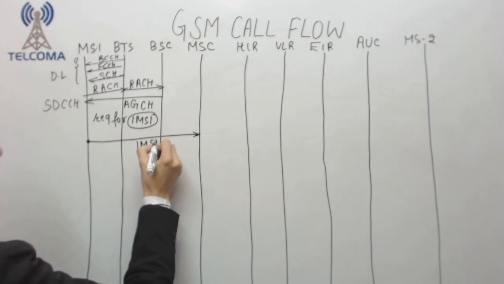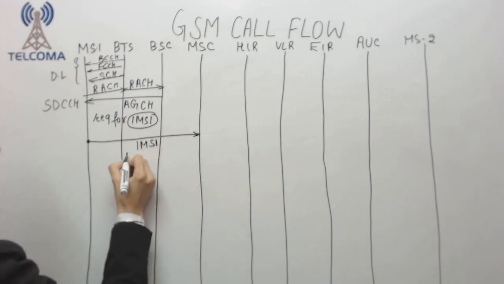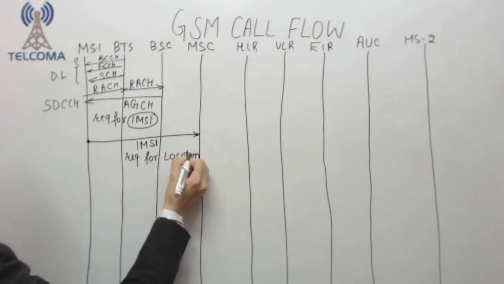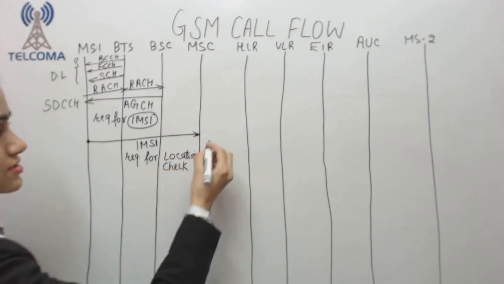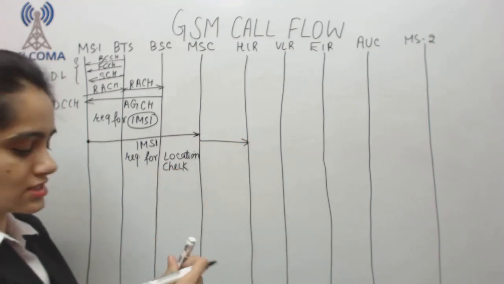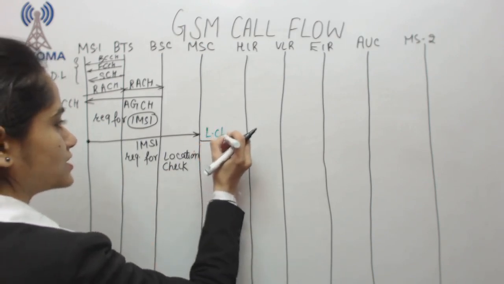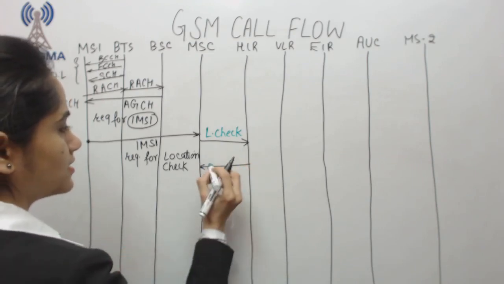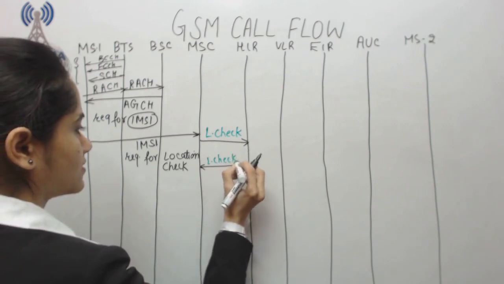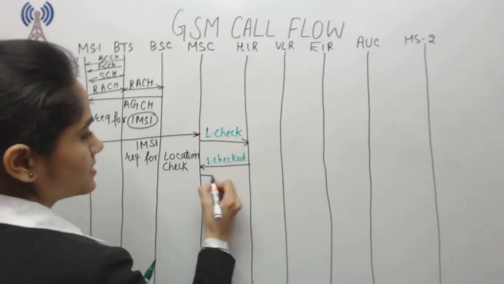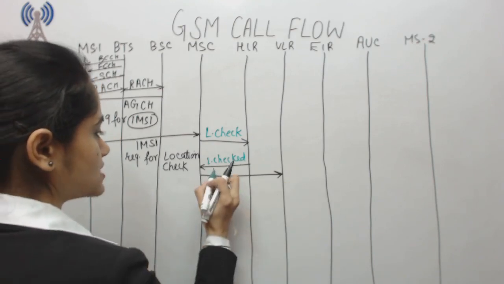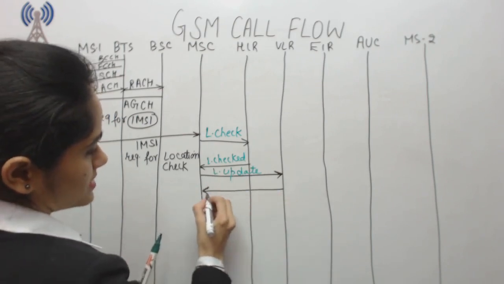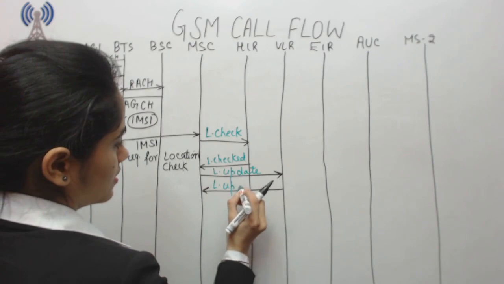From the BSC it reaches the MSC, and we have a message, request for location check, asking to please check the location of the mobile station. So the MSC will communicate with the HLR, and the message is for location check. After checking the location, the HLR, the Home Location Register, will send a message again that the location is checked. Then the MSC has to communicate with the VLR, and the request is location update. Please update the location. The reply comes as a message: location updated.